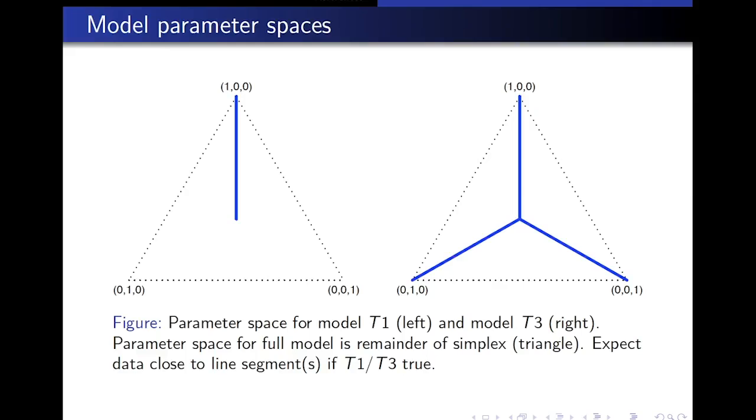Since there is only one parameter for model T1, the internal edge of the species tree, the parameter space must have dimension 1. It's the line segment from the centroid to the top vertex on the subfigure on the left. For model T3, there are 3 line segments, each representing a species tree topology, and each from the centroid to one of the vertices. So that's the subfigure on the right. The closer gene tree topology frequencies are to the line segment or line segments, the higher the likelihood of model T1 or model T3.